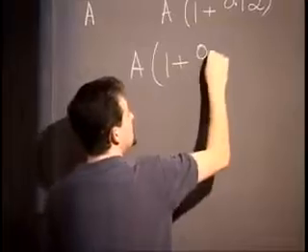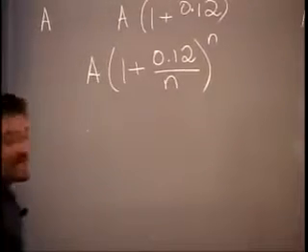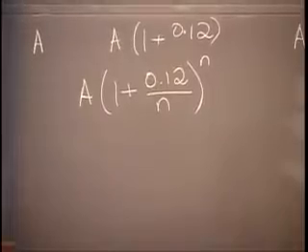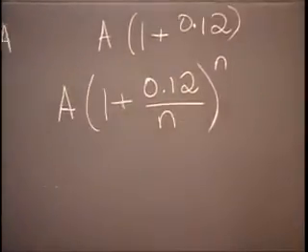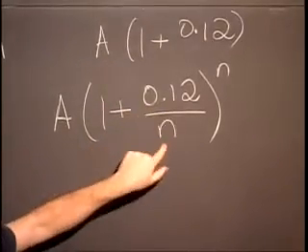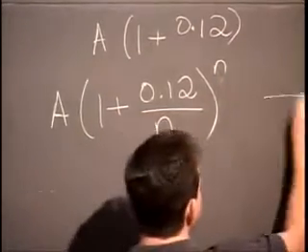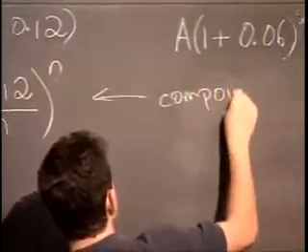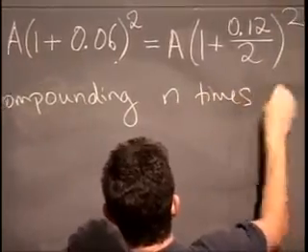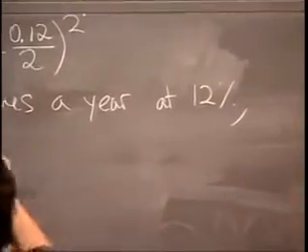Of course, if you do it n times a year, you need to divide the rate by n, because you're not going to compound at 12% every time. You're going to compound n times, each one of them at 12% divided by n. But every time you compound, you multiply by a factor of 1 plus 0.12 over n. So you need to raise this to the nth power. So this is the effect of compounding n times a year at 12% for 1 year.